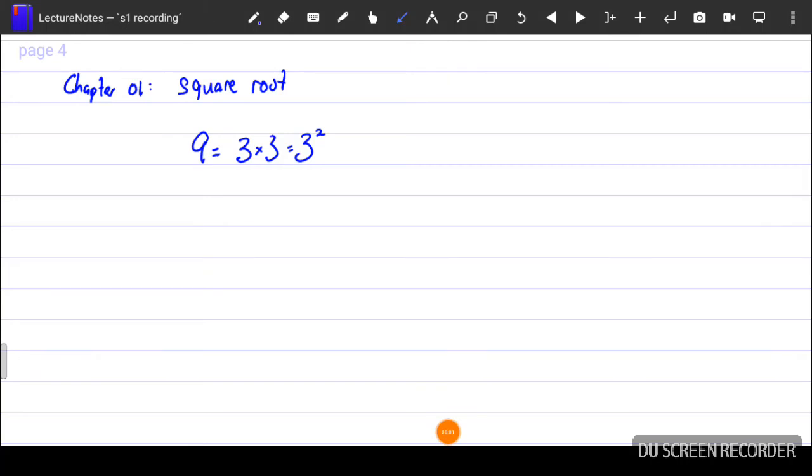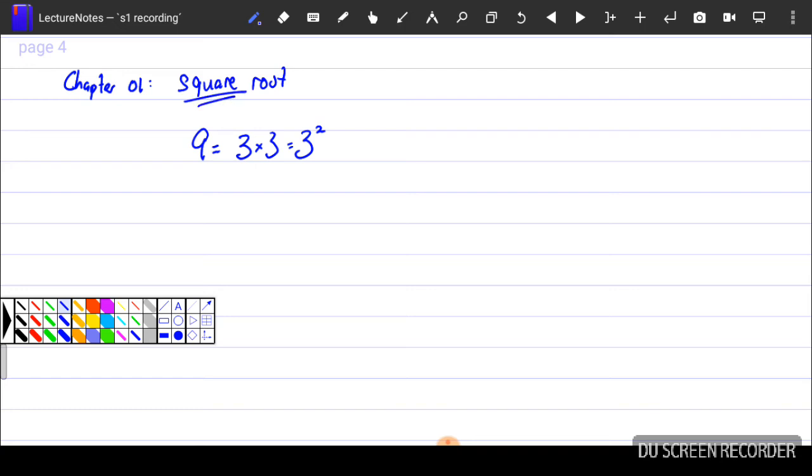Okay, in this section, we want to learn about square root. First, we understand what's the meaning of square. We know that 9 is equals to 3 times 3 is equals to 3 squared. And this is the idea of square.